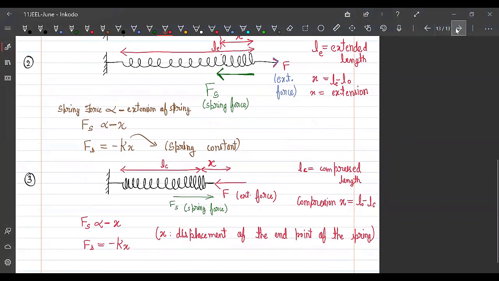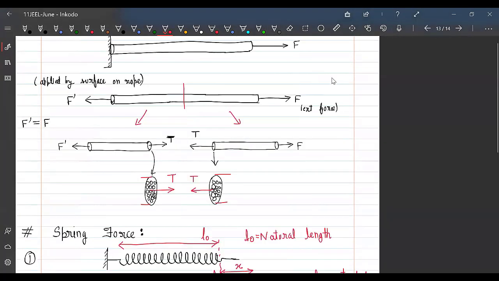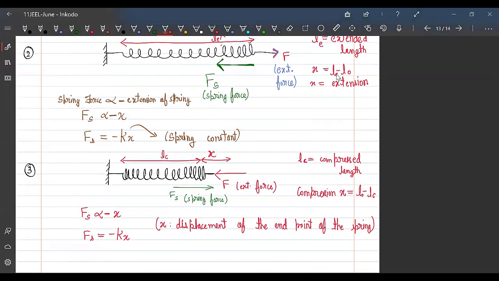Sir, what will be the value of K? K depends on the spring. It's a property of the spring.